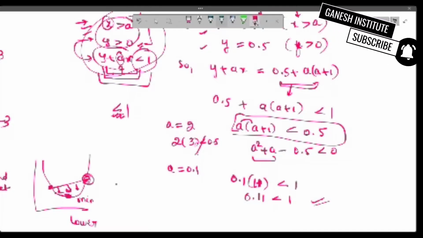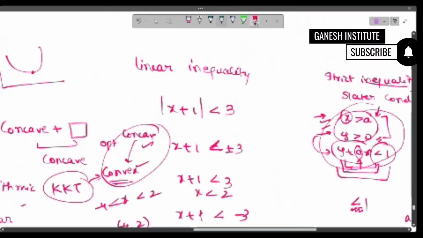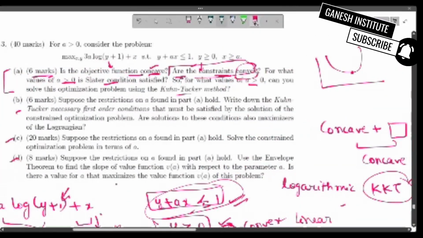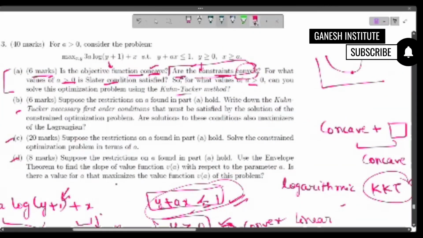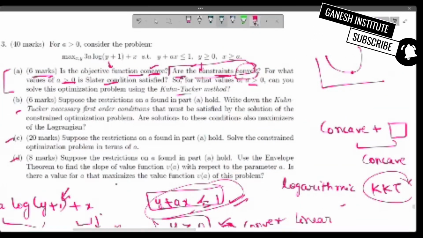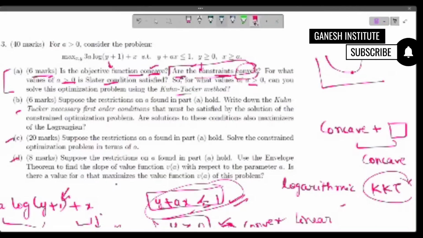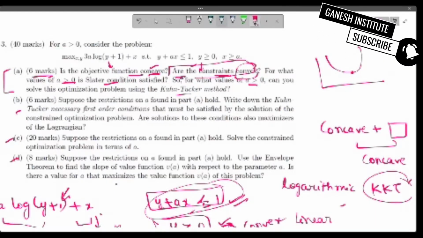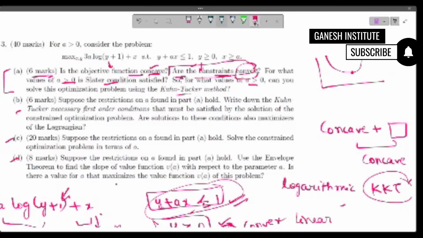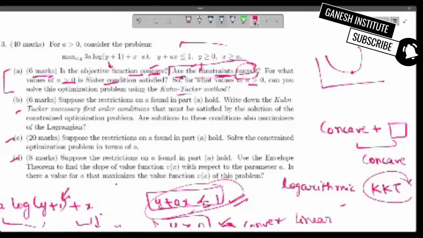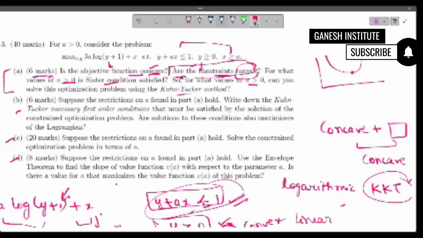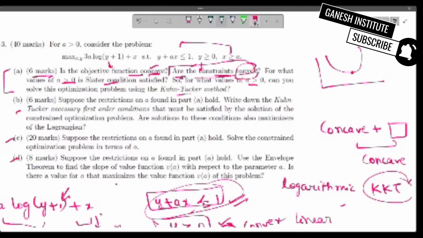Yeah. So the question has asked me, for what values of a, which value of a should I consider by which I can say that the Slater condition is satisfied? Did you understand the Slater condition, ma'am? The condition is strict inequality without equality. Correct. The constraint is satisfied.